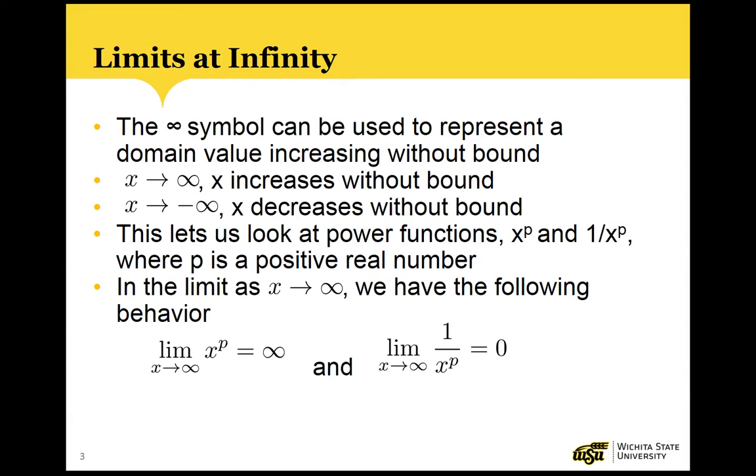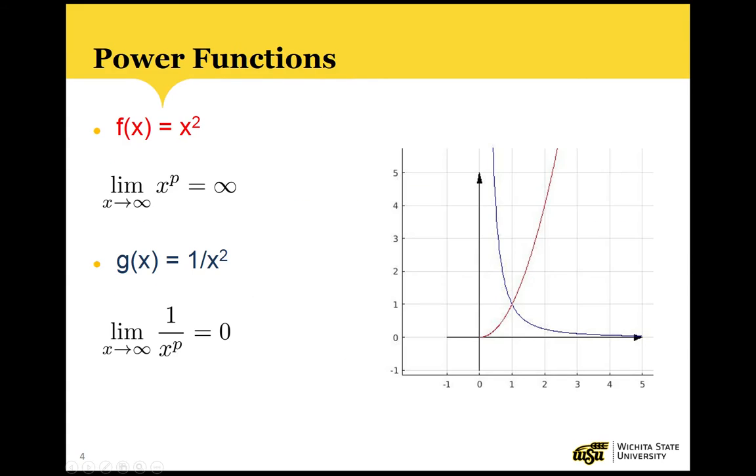This allows us to examine the behavior of power functions, x to the p power and 1 over x to the p power for some real positive p, in the limit as x approaches infinity and also in the limit as x approaches negative infinity. We see that the power function x to the p in the limit at infinity is equal to infinity, and the limit of the function 1 over x to the p as x approaches infinity is equal to 0. We demonstrate that with a pair of graphs.